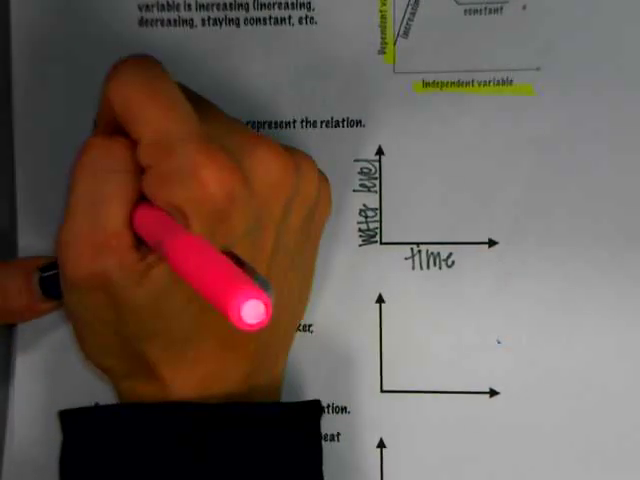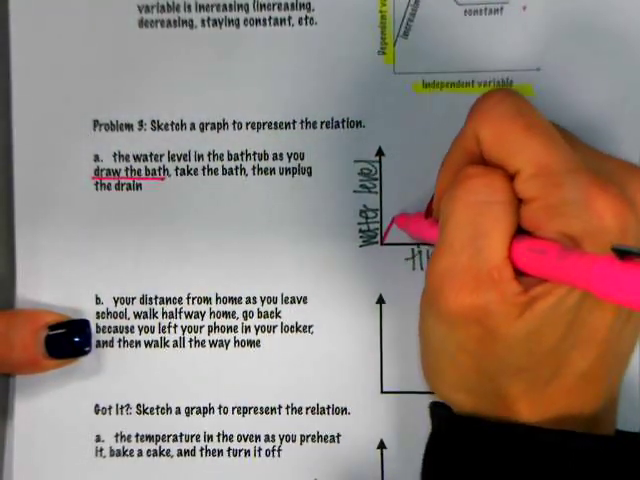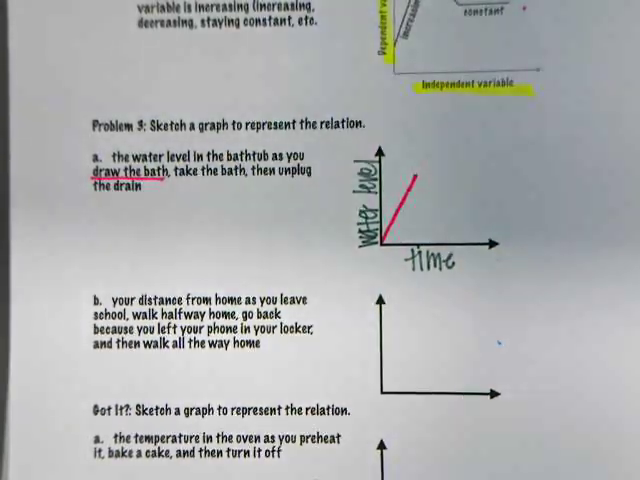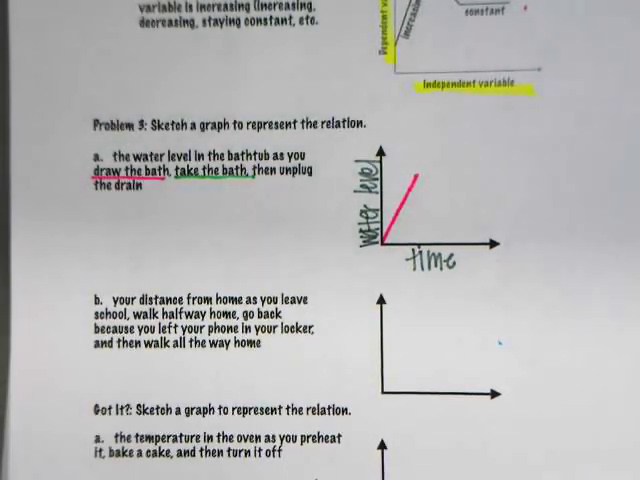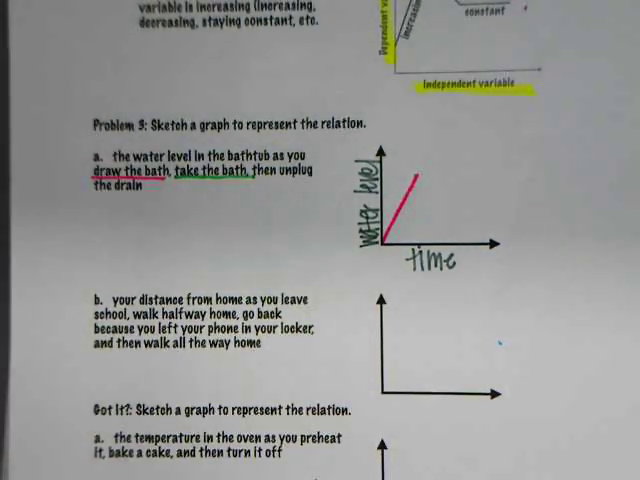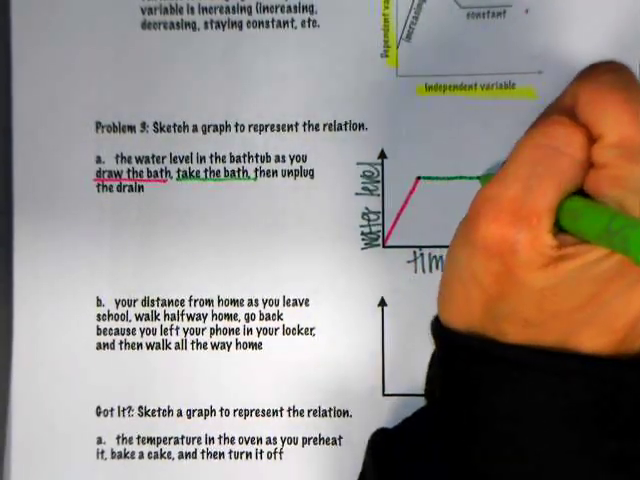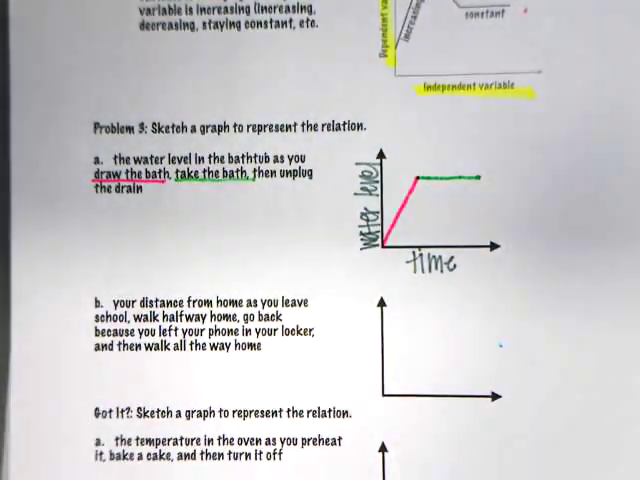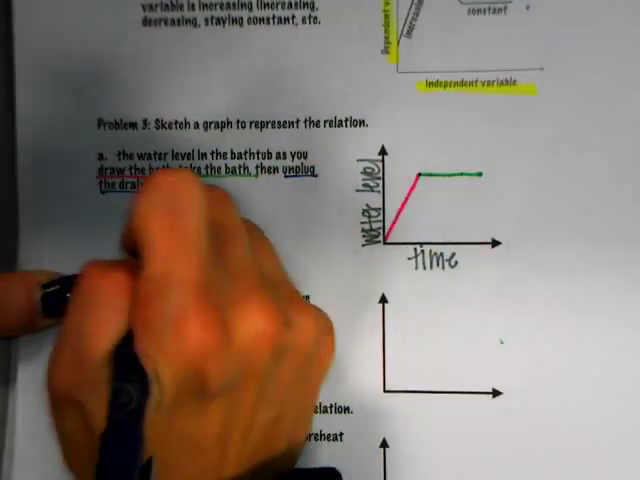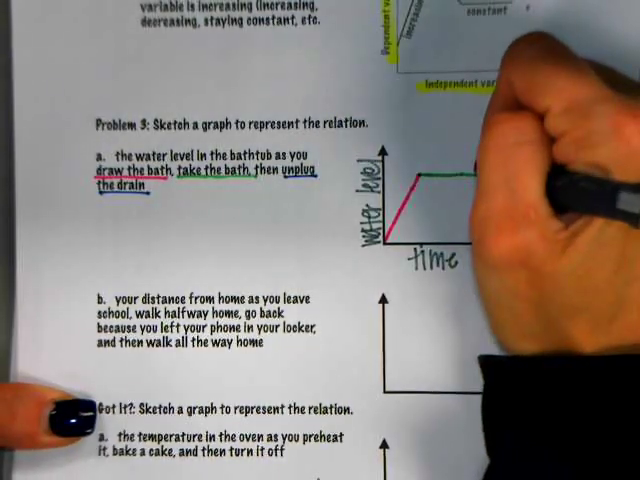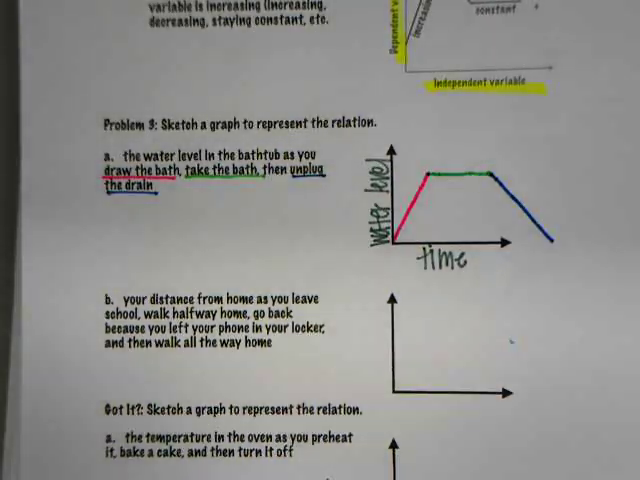So first you're drawing the bath. So what's going to happen to the water level? Yep, it's going to go up, right? Until it gets full. Then you're going to be taking the bath. What's going to happen to the water level? Nothing. It stays the same, right? So time is still passing, but nothing's changing with the water level. So it's just going to be a horizontal line. And then the last thing that's happening is you're unplugging the drain. So what's going to happen to the water level? Go down, yeah. So as long as you have that general shape, you're good, okay?